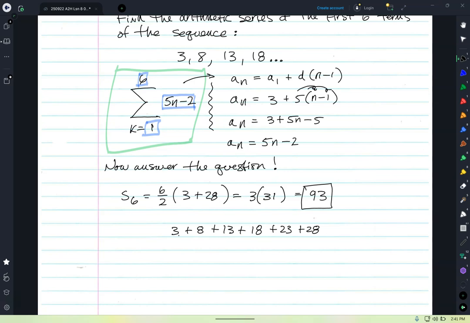Okay, so 3 plus 8 is 11. 13 plus 18 is 31. 23 plus 28 is 51. 11 plus 31 is 42. Plus 51 is 93. Oh my God, that's crazy.